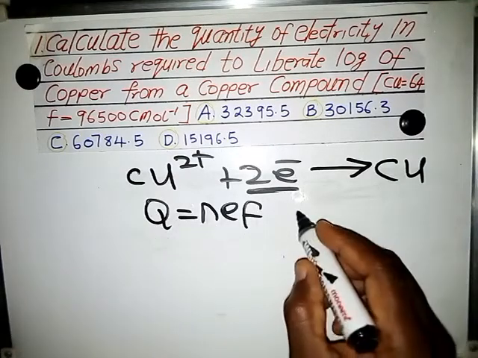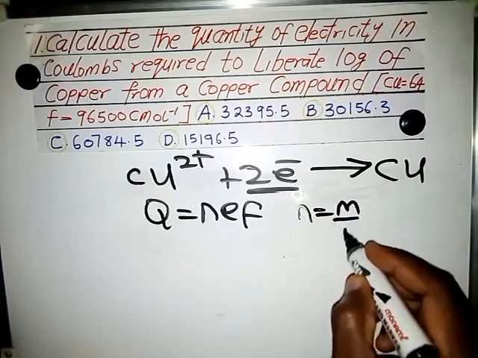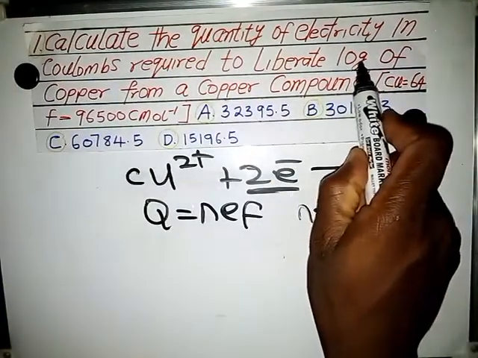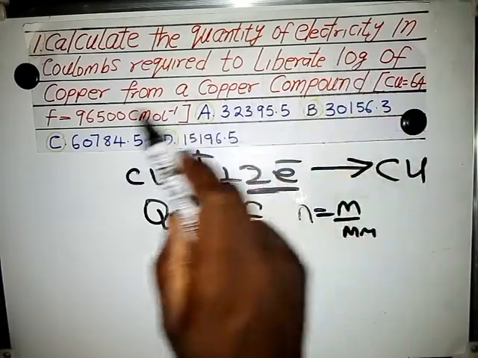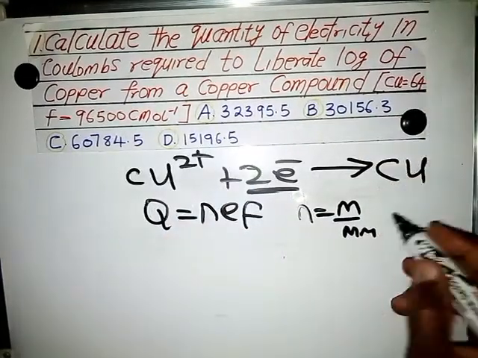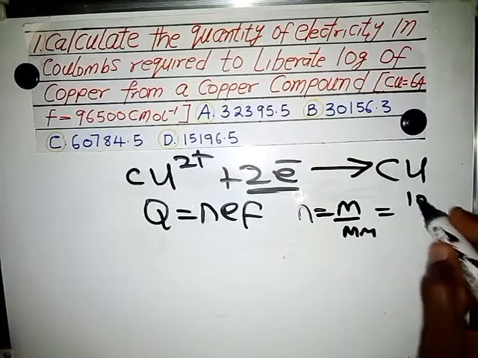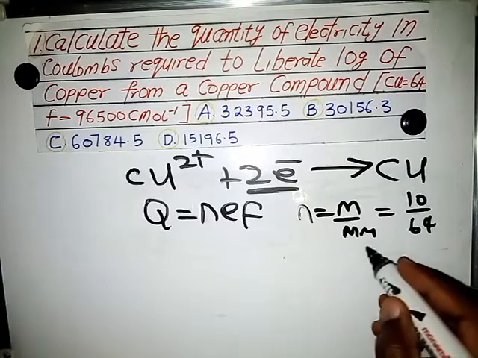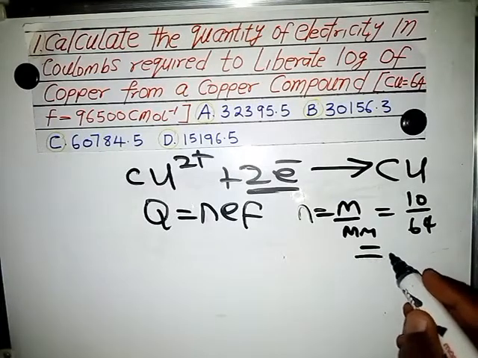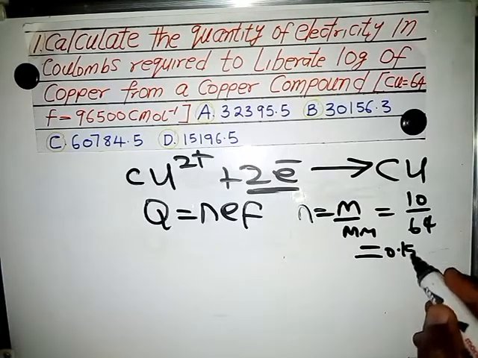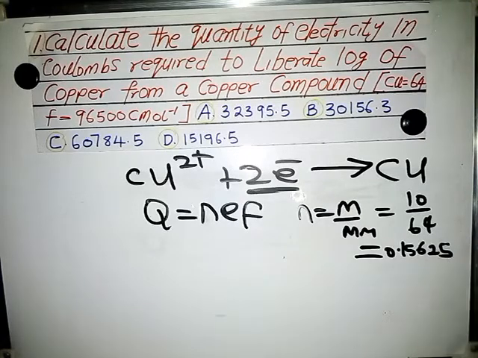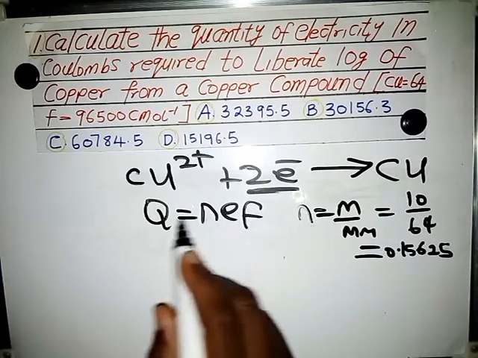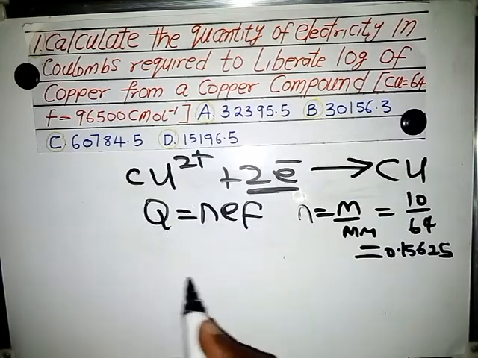So you know amount in mole is equals to mass over molar mass. In your question, the mass is 10. The molar mass for copper is 64. So just calculate this here, 10 over 64. So when you do this, you are getting 0.15625 mole. Then from now, since I've got the N, I can now use this equation to calculate Q.